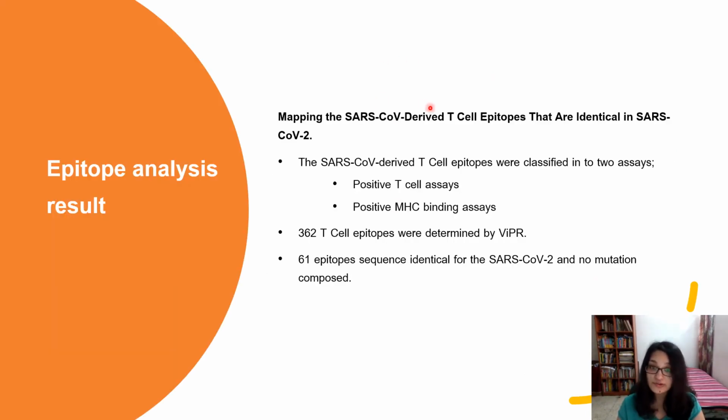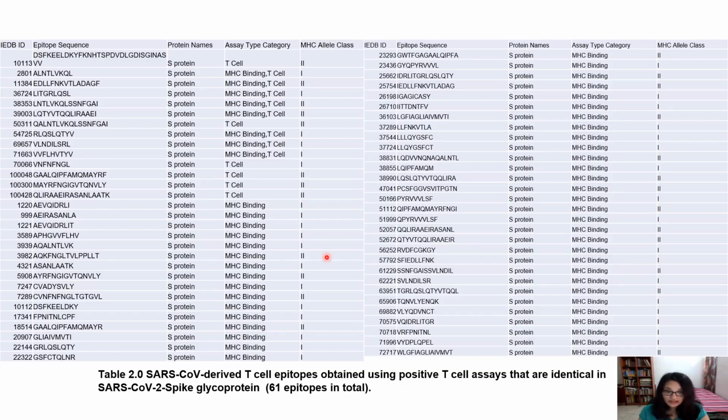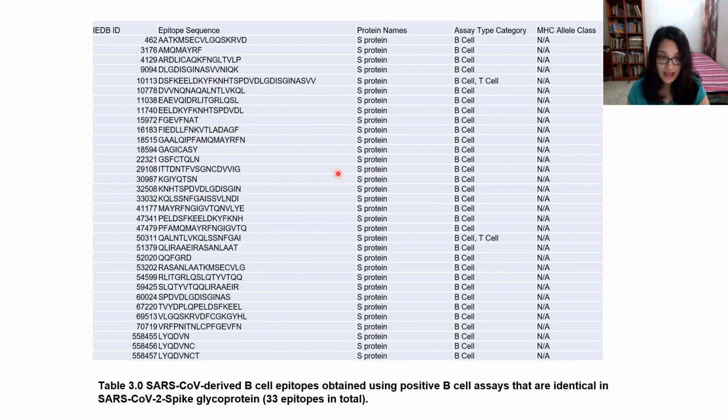On the other hand, when we replace the MERS-CoV with SARS-CoV, we classified them into 2 different assays, the T cell assays and the positive MHC binding assays. We obtained about 362 T cell assays, out of which 61 epitope sequences were identical for SARS-CoV-2, which have been shown in this table given here. And this shows the 33 identical epitopes of the B cell assays.